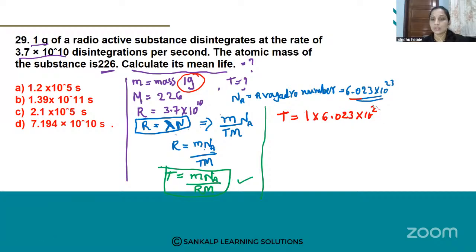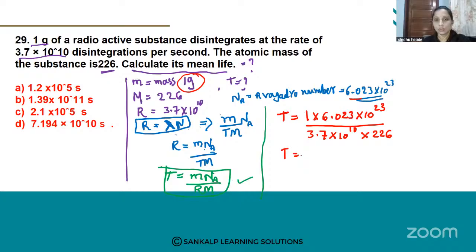Sorry, this is not given. You should remember this and substitute. Divided by, what is R value? It is given in your question, that is 3.7 into 10 raised to 10, into what is M? M is nothing but the atomic mass. Atomic mass of the substance is 226. So calculate all this and compare this with your options. Which option is correct? Calculate and tell me what you get.